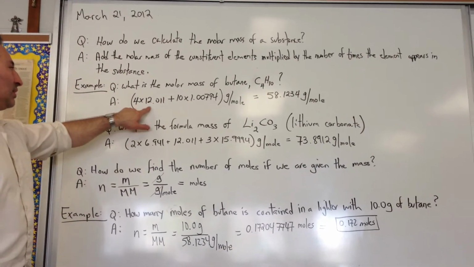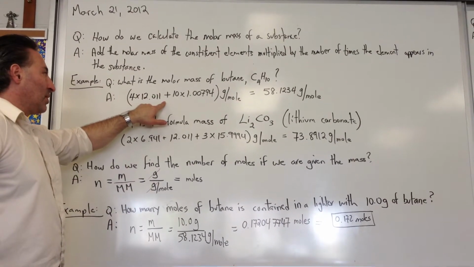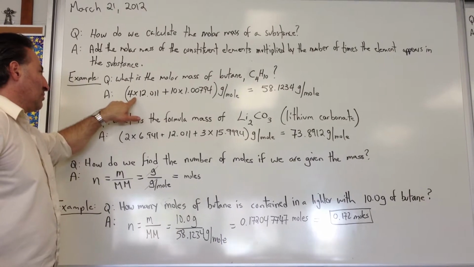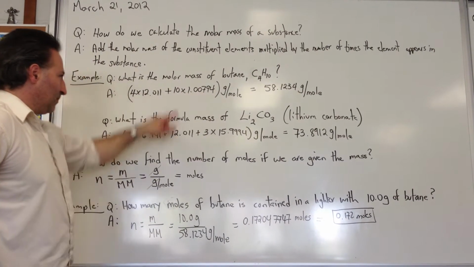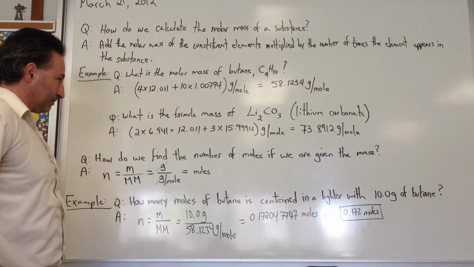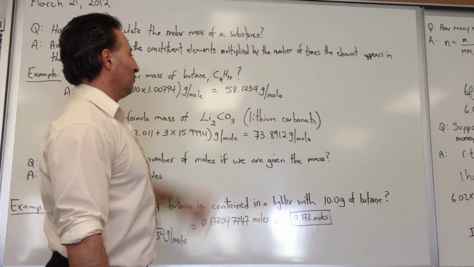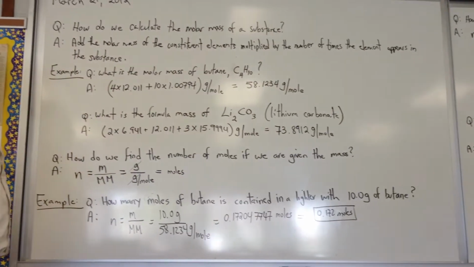You would multiply the mass of carbon, which is 12.011 grams per mole, times 4, and the molar mass of hydrogen, which is 1.00794 times 10. Add all that together, and get that the molar mass of butane is 58.1234.